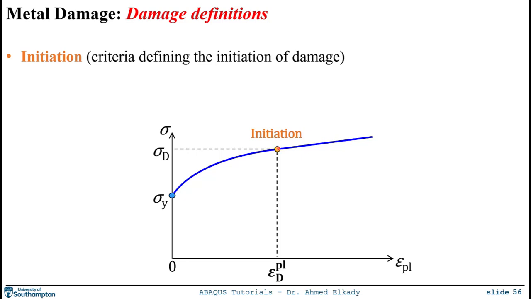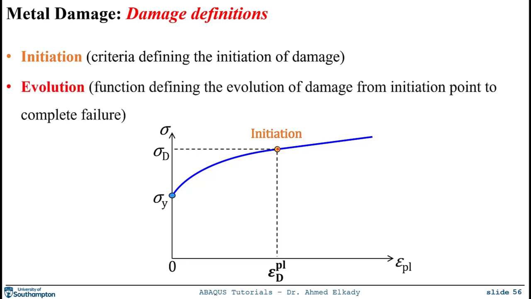The next thing that you need to define is what's going on after this initiation. So once the initiation of damage took place at the specified plastic strain, then there will be some evolution in damage. This basically defines how the stress is being reduced after this point. So the true stress that you defined in the plastic behavior, how will it be reduced after this point until it reaches 0 or fails completely?